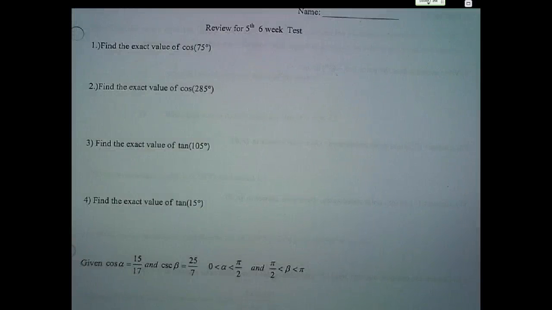Okay, so we're gonna review for the 6 weeks test. So you have a formula chart, and on the formula chart on the test will be all the formulas, like the one you just got, so you might want to use it. The other thing you probably want to look at is your unit circle. If you don't have that out, we're going to need it as well.